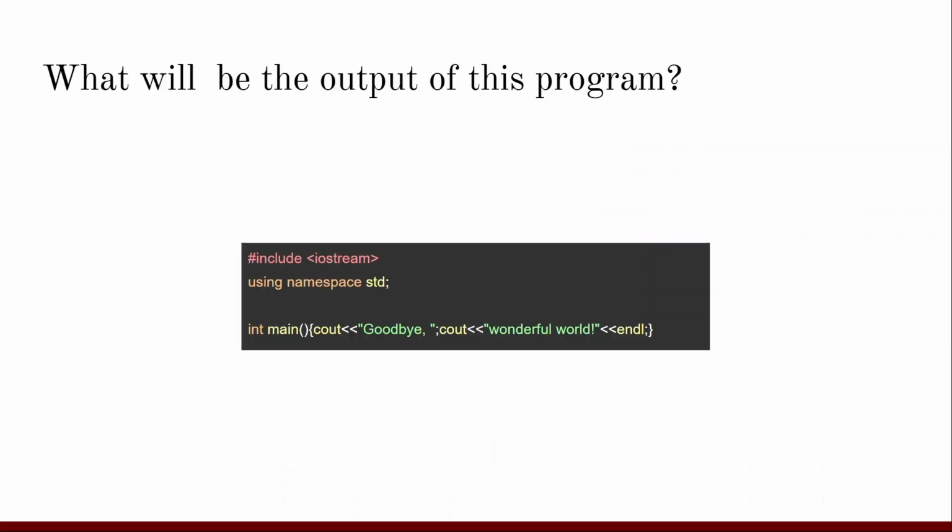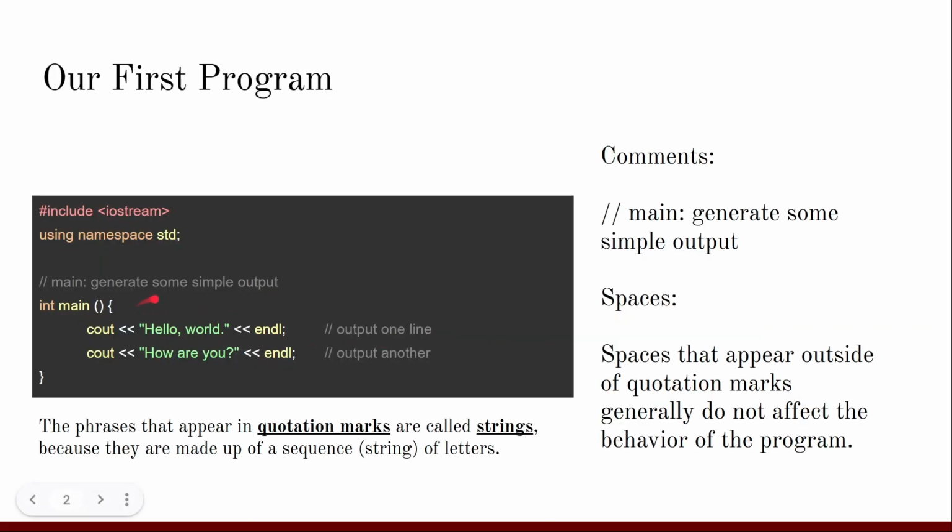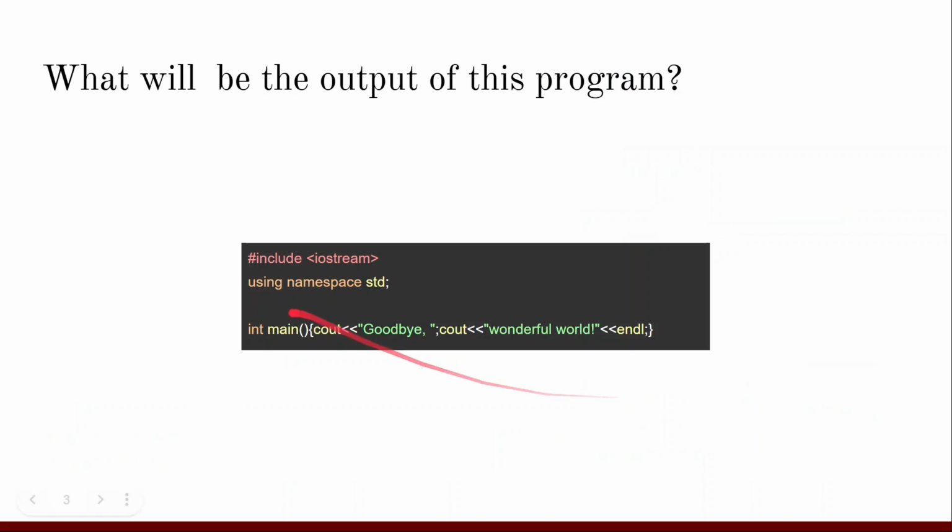All right, and this is what we have seen just now, that the spaces that appear outside the quotation marks generally do not affect the behavior of the program. So that's why in this program we just removed the spaces, but these are valid statements. So we have int main, we have cout with two angle brackets, and then we have this statement that is complete, and we have another statement that is also complete, and it will print goodbye and wonderful world. All right, and both will be on the same line because we are not using endl here. So that means we have goodbye and wonderful world.